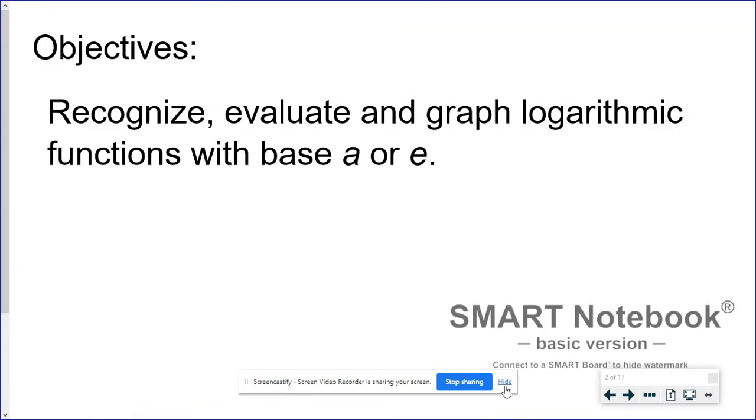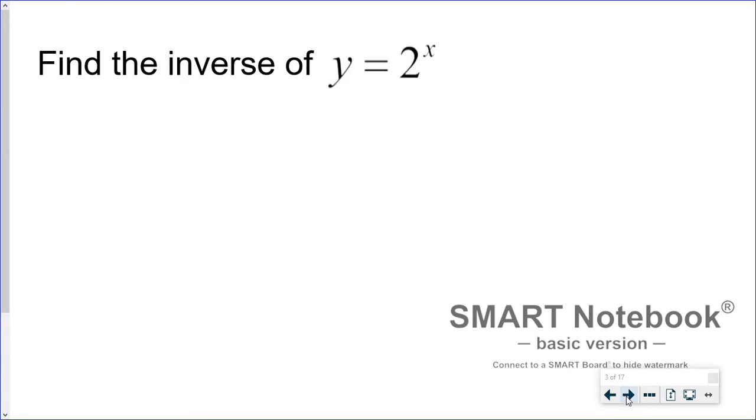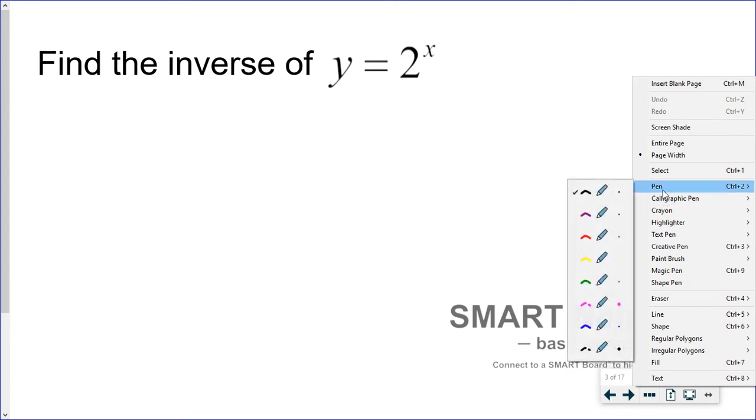Good morning, class. Today we're going to continue with our exponential and logarithmic unit. We're going to introduce ourselves to some logarithmic functions today. All right, so we're going to start off by trying to find the inverse of y equals 2 to the x. So we talked about how to find inverses a couple of units ago.